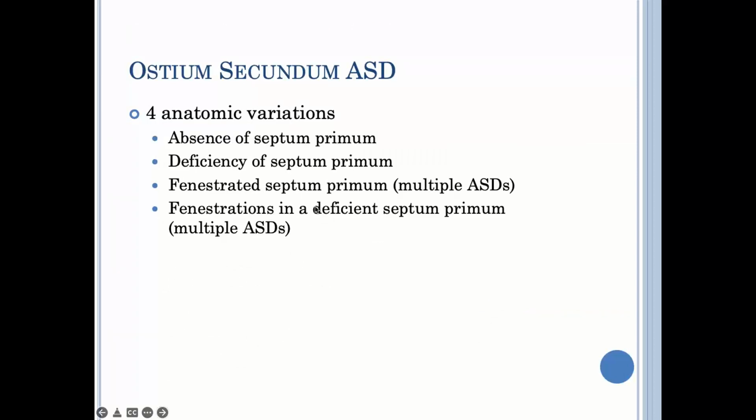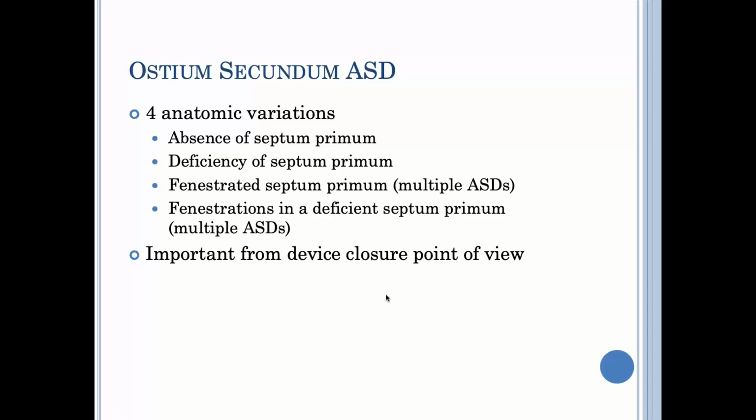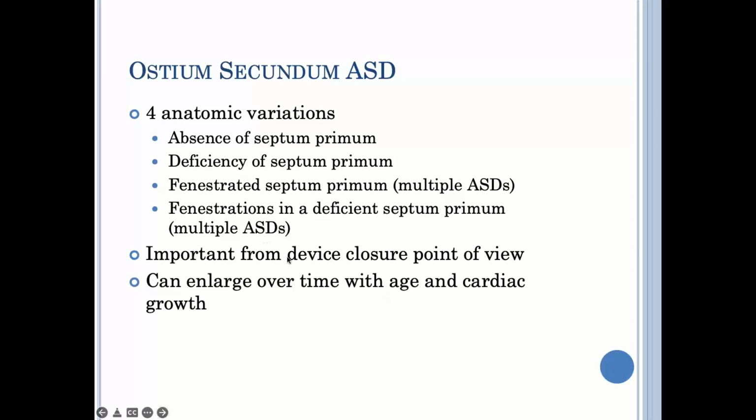There are 4 anatomic variations depending on the size of the ostium secundum ASD. So they could be complete absence of the septum primum tissue. They could be deficiency, but the septum primum is still present. There can be fenestrated septum primum, so there can be multiple ASDs, and the fenestrations in a very deficient septum primum as well. These are important considerations in terms of echo assessment, and also in terms of device closure down the road, because it will dictate what type of device can be used, how many devices might be required.